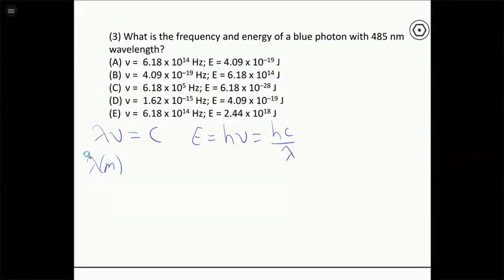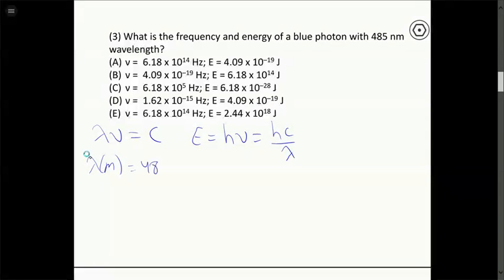So this would be meters per second. H is in joules times seconds, which is also derived from meters. So you need to have your wavelength always in meters before we start using these equations. Alright, so 485 nanometers, we have to remember the prefixes. Those also come up a lot in the latter half of the course.